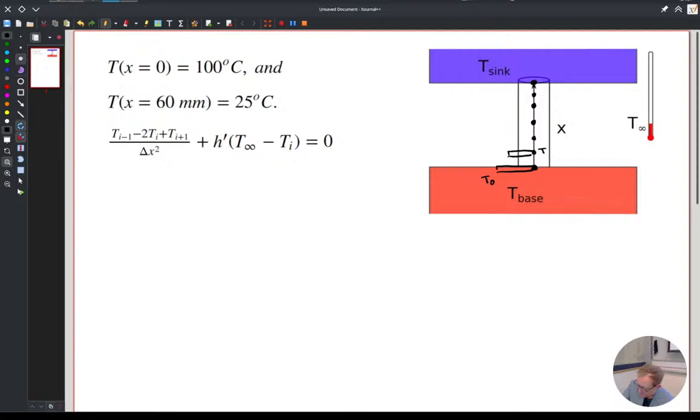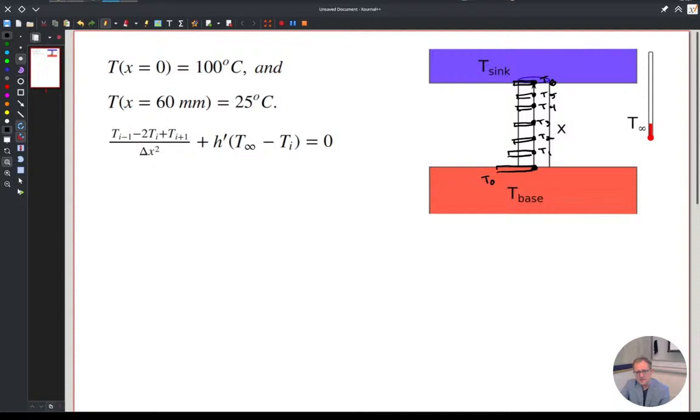So this is going to be my T1, T2, T3, T4, T5, and T6.